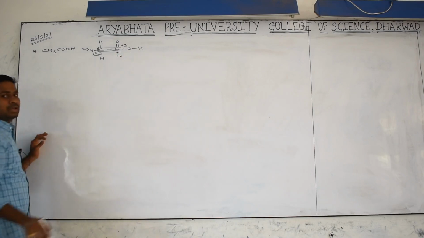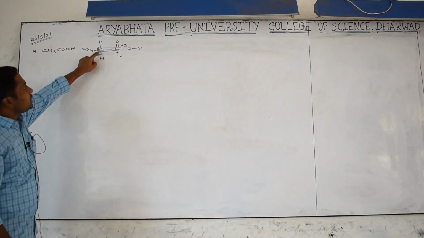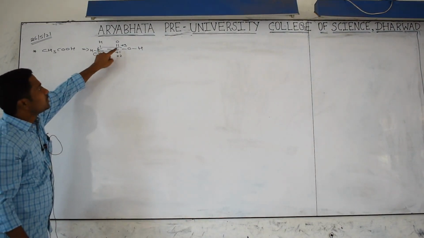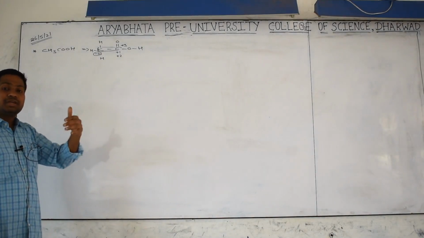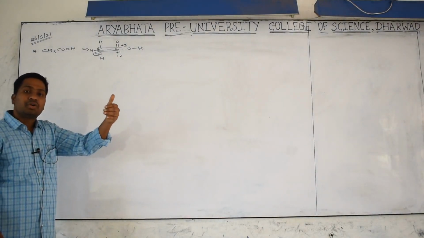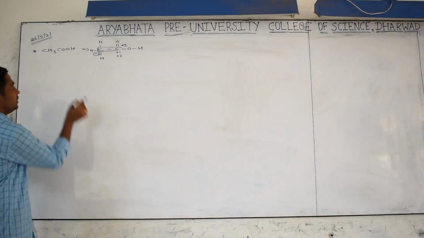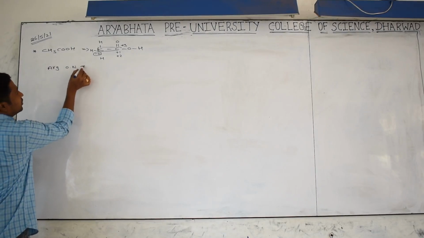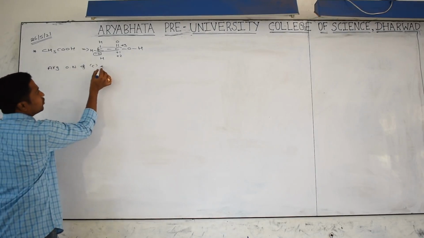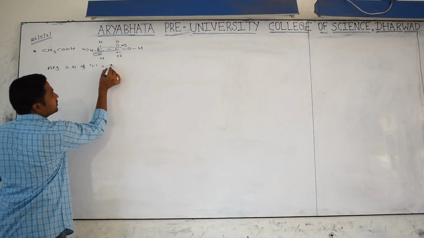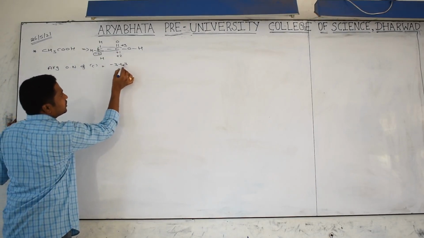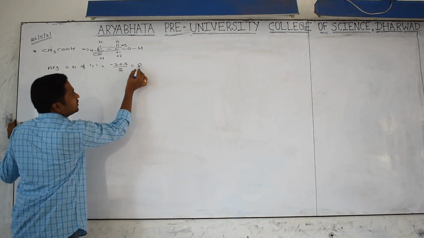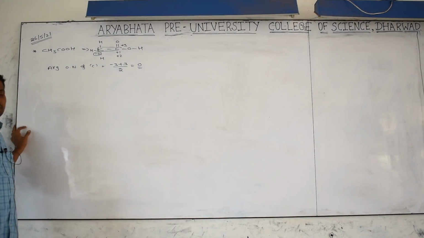In acetic acid, this carbon atom has oxidation number -3 and this carbon atom has oxidation number +3. But if he just asks what is the oxidation state of carbon in acetic acid, we should take the average, the average oxidation number of the carbon atom. This oxidation number plus this oxidation number, divided by the total number of atoms, 2. Anyway, 0 divided by anything gives 0. It's a very good concept.